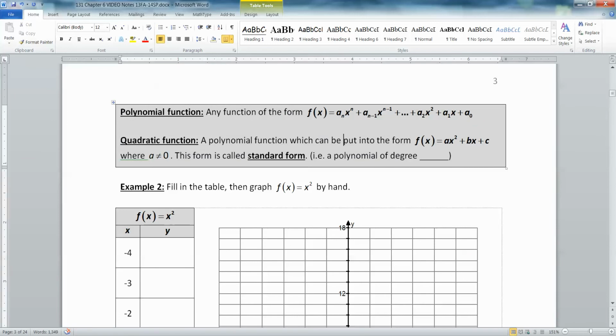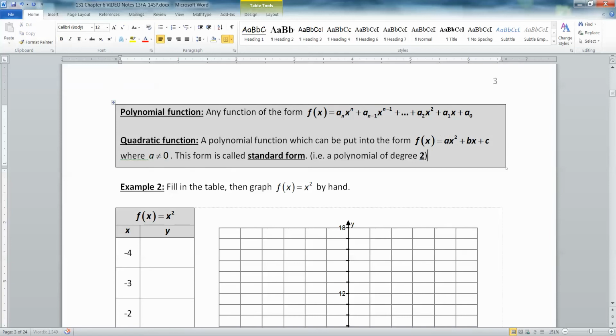Then we have a very specific one that we're very interested in for the next 2 chapters, which is a quadratic. A quadratic function is a polynomial function which can be put into the form f of x is equal to ax squared plus bx plus c, where a is not 0. This is called standard form, and it's a polynomial of degree 2, right?